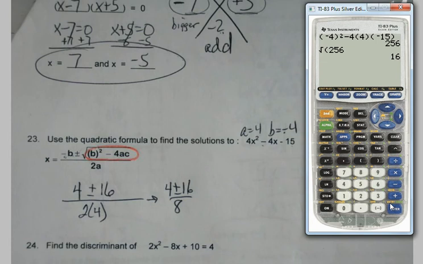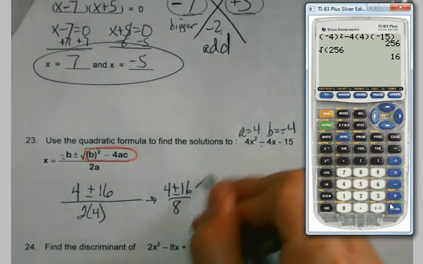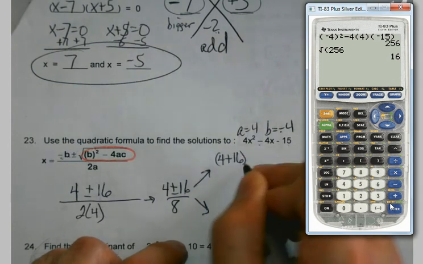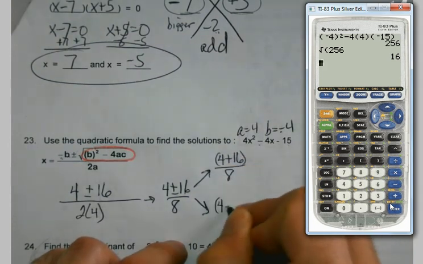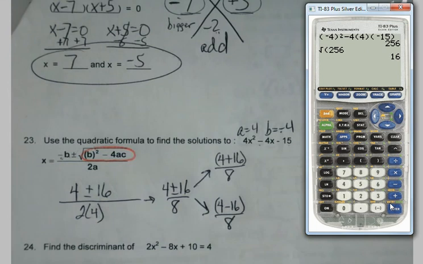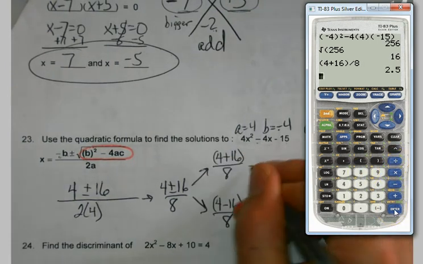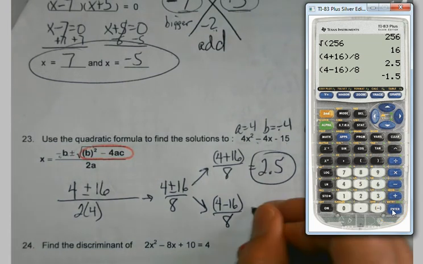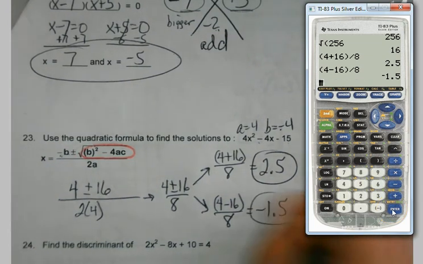Here's the part where we have to do a little work because the calculator doesn't like doing all this stuff at once. I'm going to do the 4 plus 16 up here, and the 4 minus 16 down here. Then I'll either let the calculator do it or do it in my head. And if you get decimals, that's okay. 2.5. 4 minus 16, got to have the parentheses or I will not get the right answer. Negative 1.5. And I'm done.